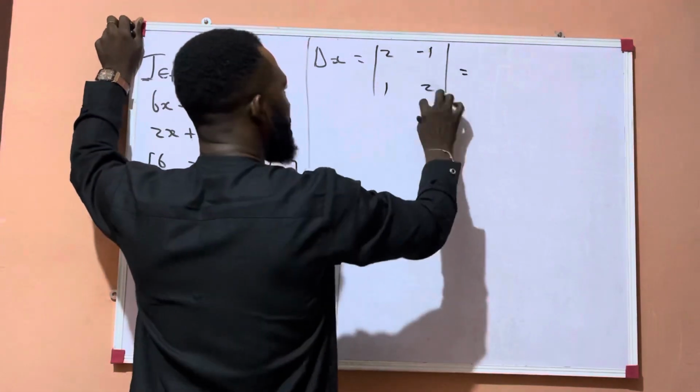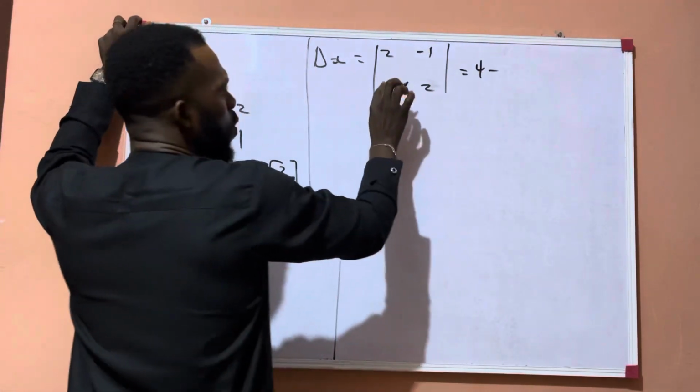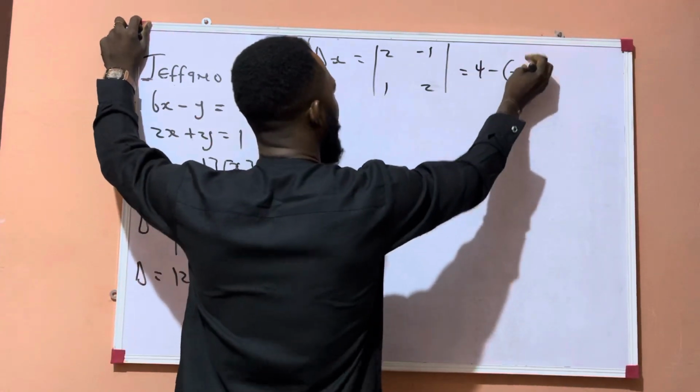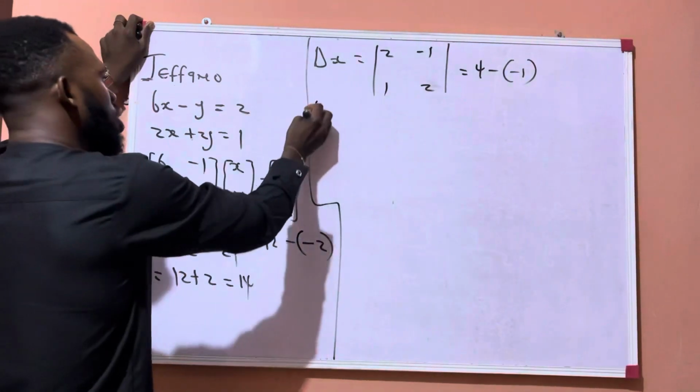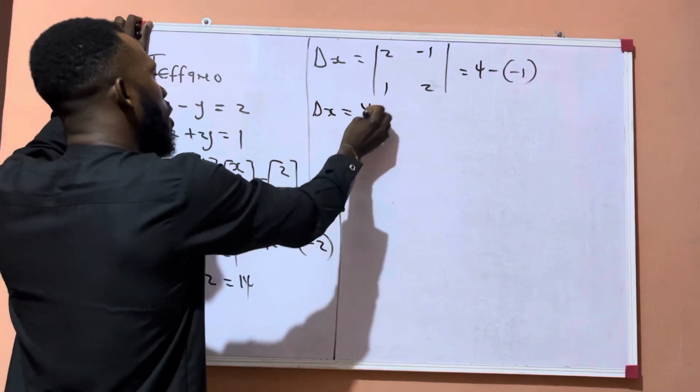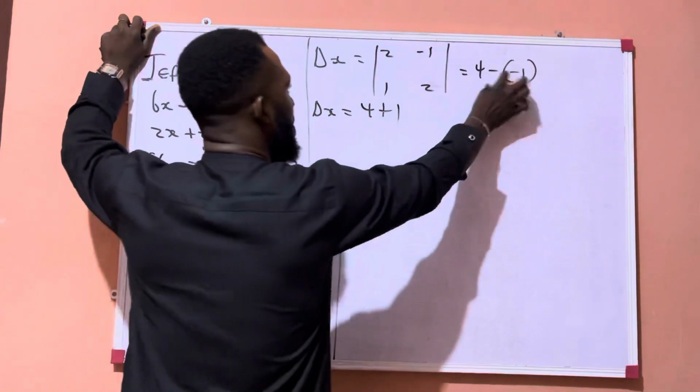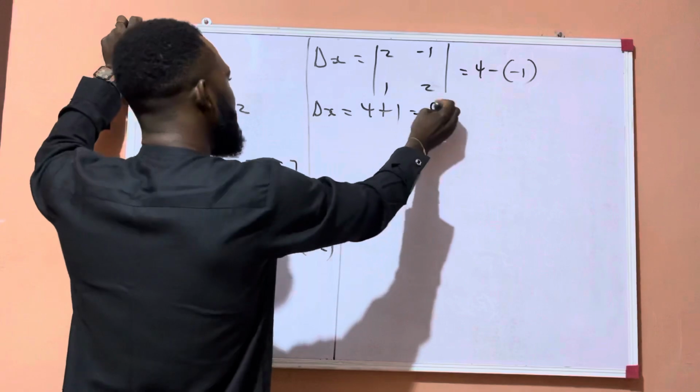Now taking the determinant, we're going to have this. Here becomes 2 times 2 gives us 4 minus 1 times minus 1 gives us minus 1. So what do we now have? Change in x becomes 4 plus 1. How did I get plus? Minus times minus gives us plus. So what is the answer? 5.